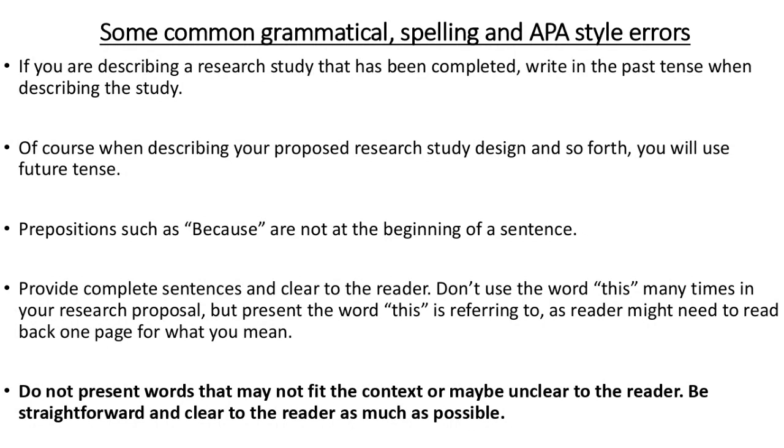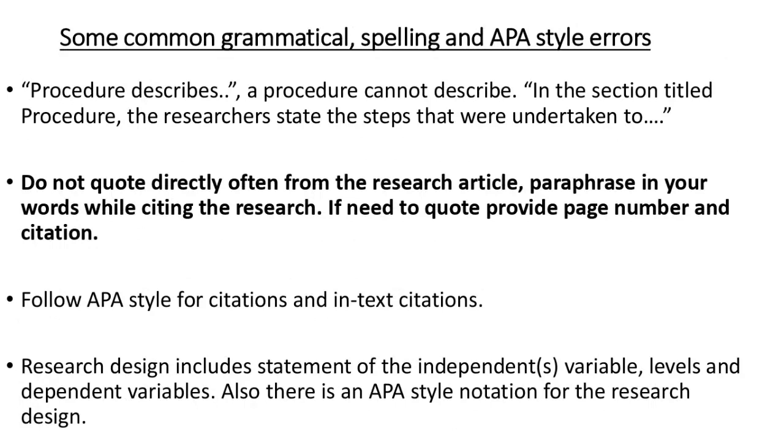Provide complete sentences that are clear to the reader. So don't use jargon or complex words that the reader might not understand. Just be straightforward with the reader. The reader doesn't have time to go back one page and figure out what you were trying to say. Also, don't use the word "this" many times in your research proposal. Present the word once, and then you can refer to what "this" is referring to. Try to present words that fit the context so they are clear to the reader, and be as straightforward as possible.